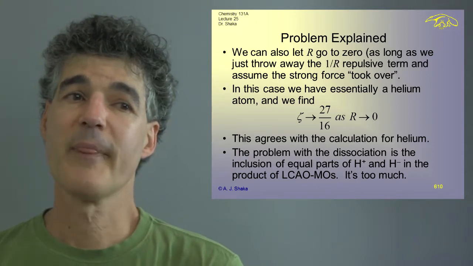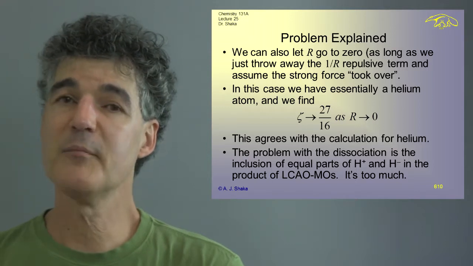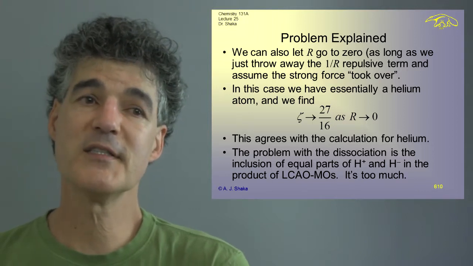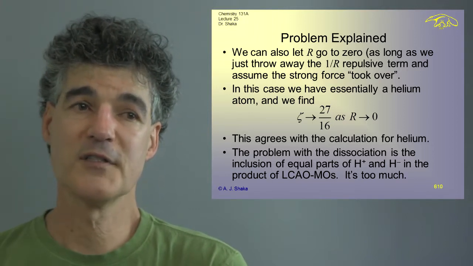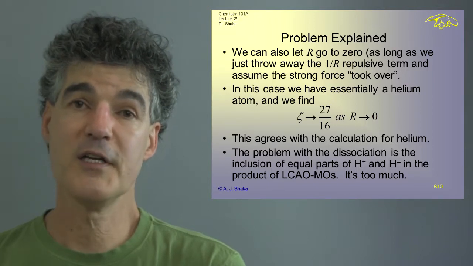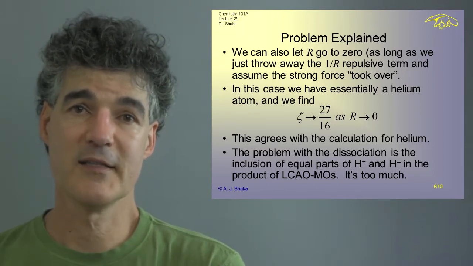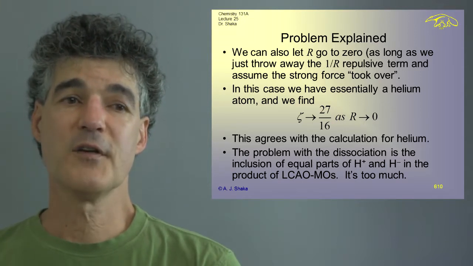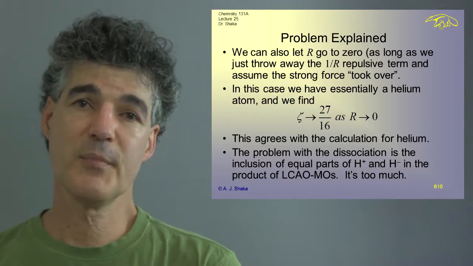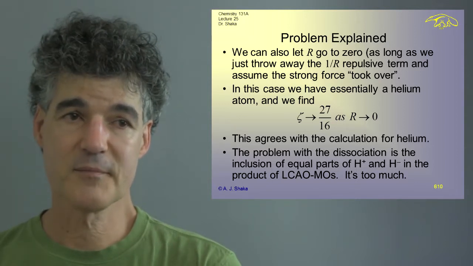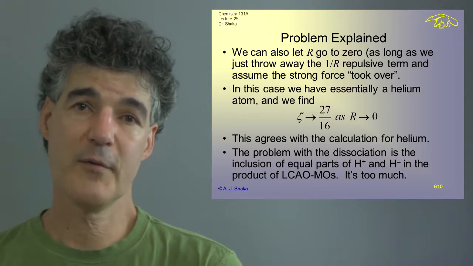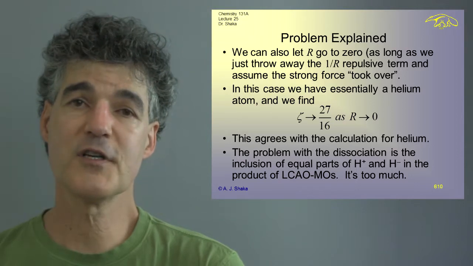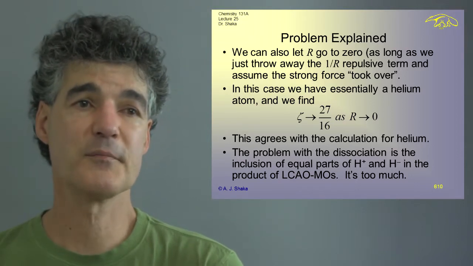In that case, we have essentially a helium atom, and what we find is that our parameter zeta for the orbital goes to 27 over 16 as R goes to 0. And that agrees with the calculation for helium exactly. That's exactly what we found. So the problem with the dissociation is that we're including too much H plus and H minus in the products. And that's because of the way we set up the linear combination of atomic orbitals, molecular orbital. It's just too much. It shouldn't be that much.